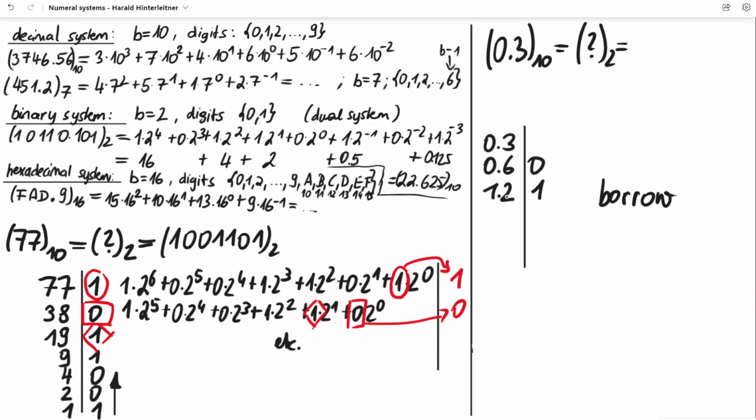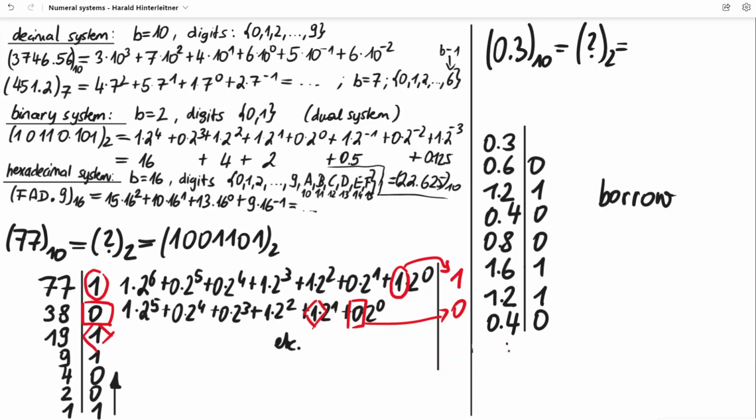You continue to calculate with 0.2 because you have written the 1 here. So 0.2 times 2 is 0.4. No carryover. Times 2 is 0.8. No carryover, which is 0. Times 2 is 1.6. Carryover is 1. You continue to calculate with 0.6 times 2 is 1.2. Carryover 1. 0.2 times 2 is 0.4. Carryover 0.